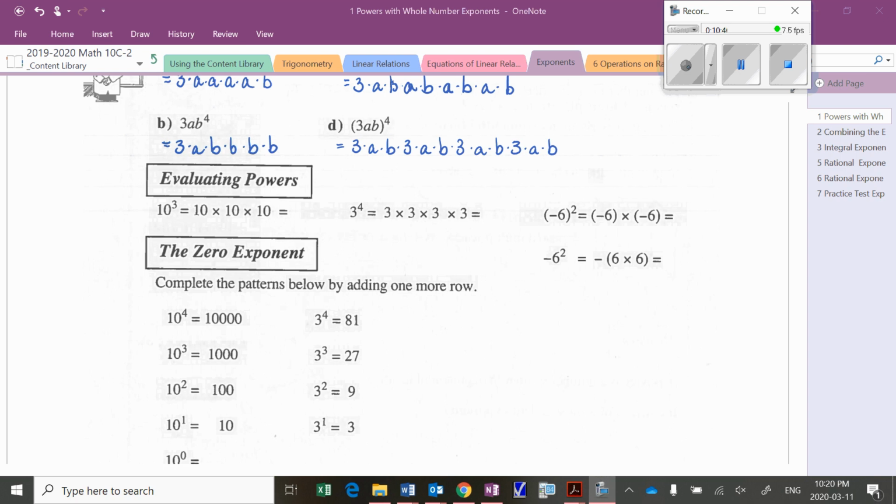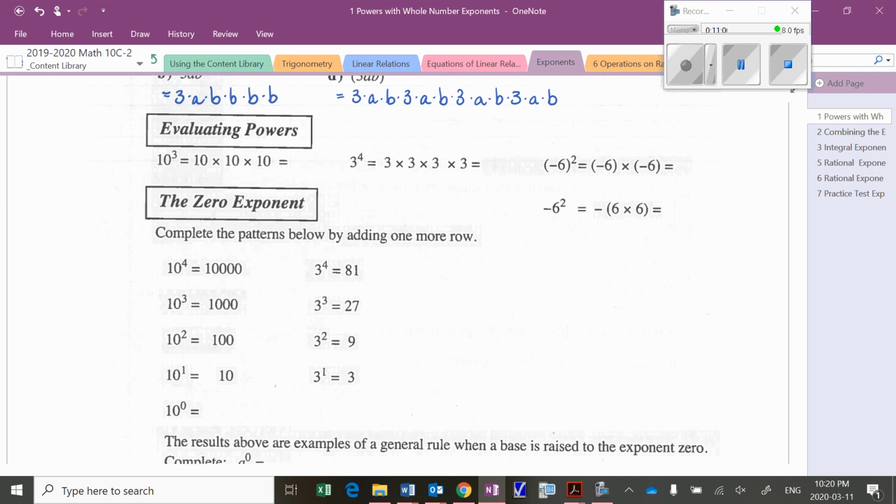In letter D, example D, all of 3A and B, that whole product is part of our base because the exponent 4 is outside, so 3AB times 3AB times 3AB times 3AB, or you can insert the times between all of those as well.